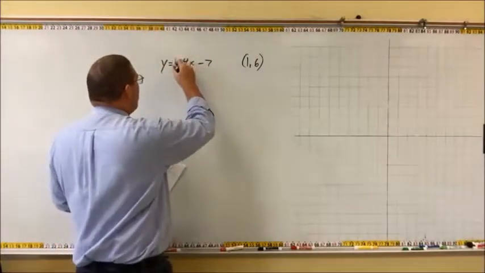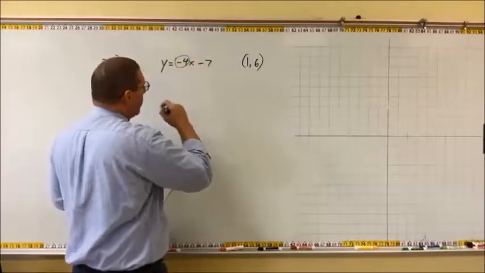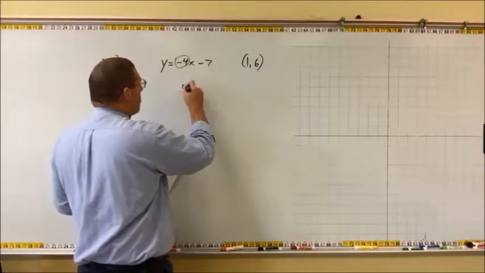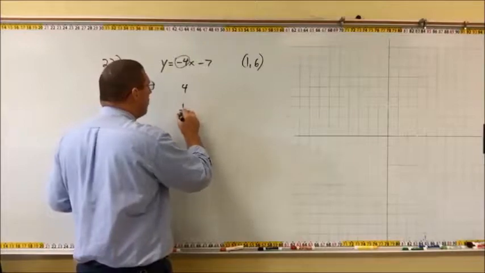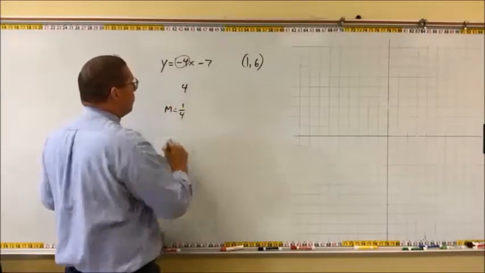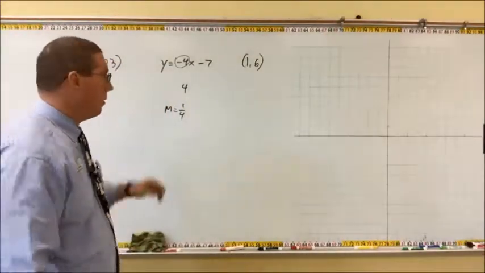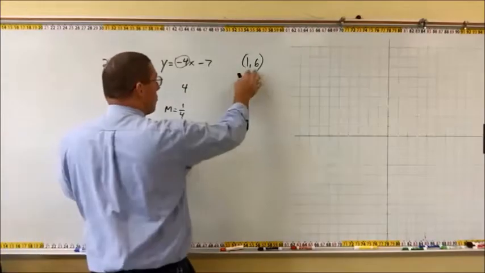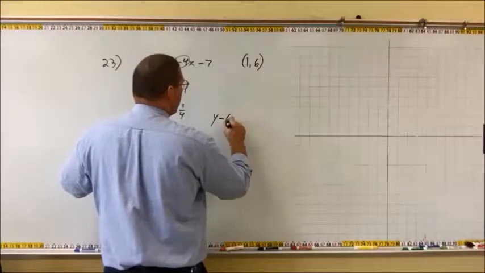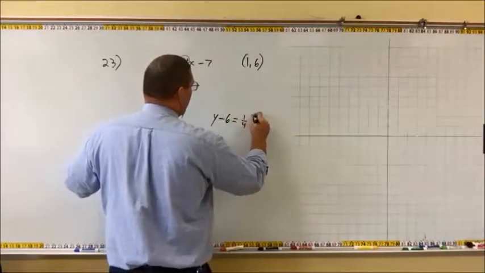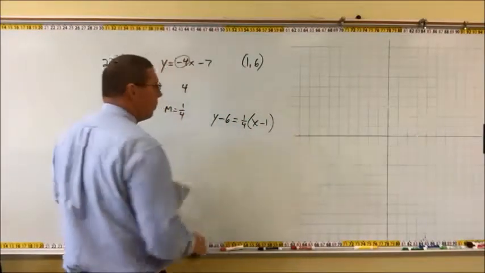So our slope here is negative 4. The opposite of negative 4 is positive 4. And the reciprocal of positive 4 is 1/4. And so the slope we're looking for here is positive 1/4. And it passes through the point 1, 6. So in point slope form, that's y minus 6 equals 1/4 times x minus 1.